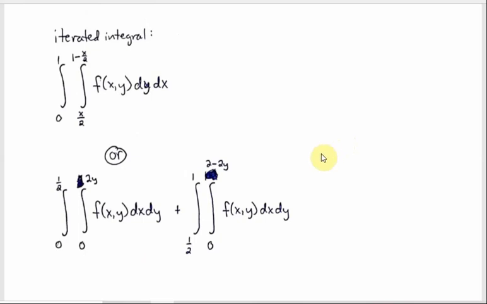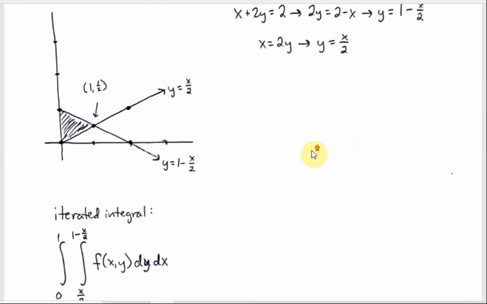The reason for that, I have to go back up to the picture for this. When you would integrate with respect to x, if you're going to do that first, then you want the thing that's on the left and the thing that's on the right. Well, the thing that's on the left is always this, right? It's always x equals 0.